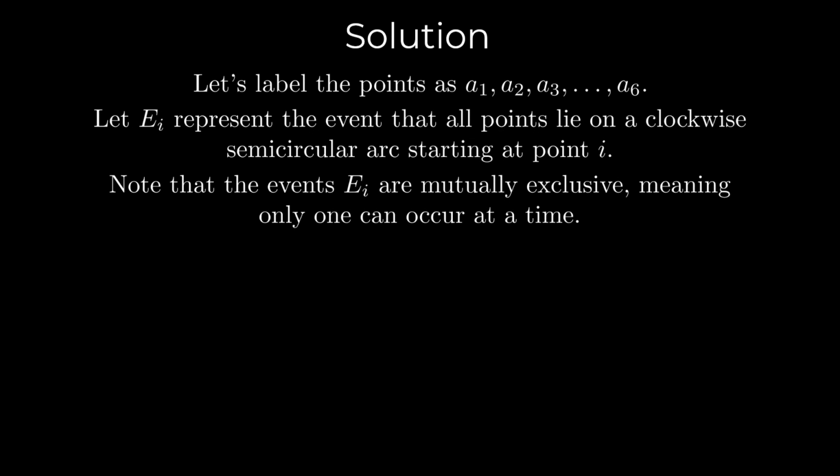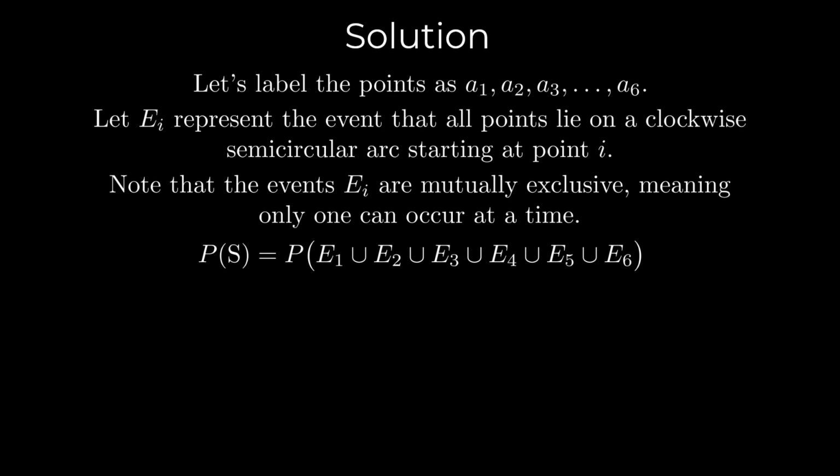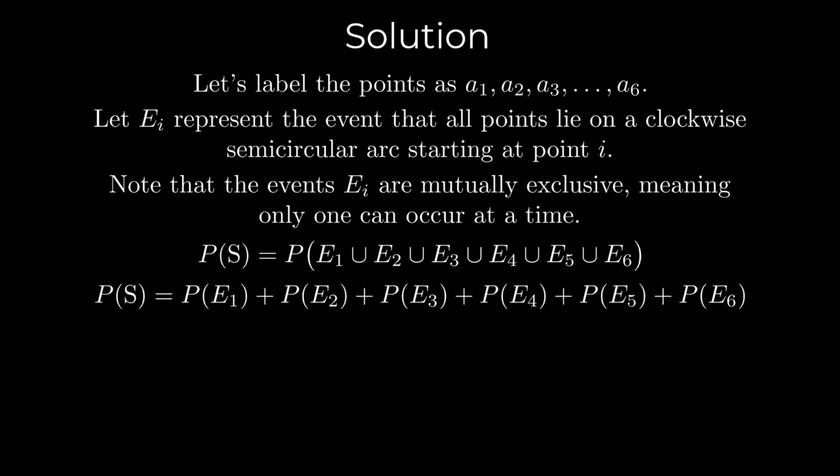Therefore, the required probability is the probability of the union of these events. Since these events are mutually exclusive, the probability of their union simplifies to the sum of their individual probabilities. Alright, let's calculate the probability of the event E1.